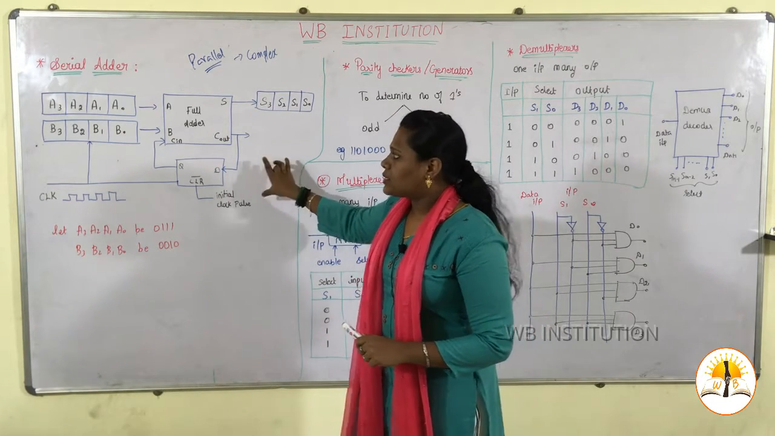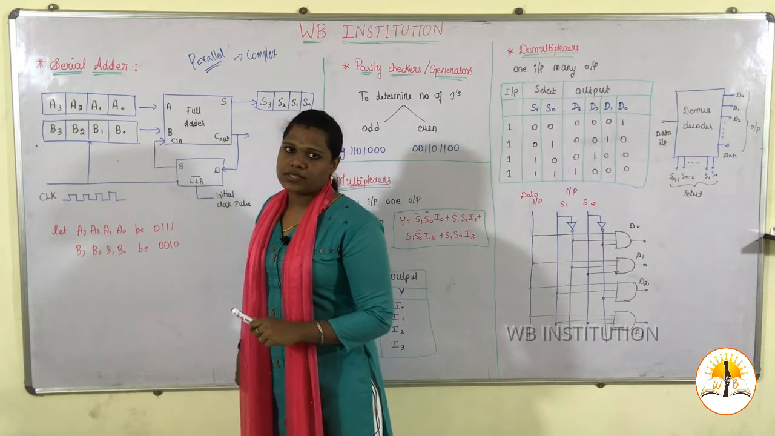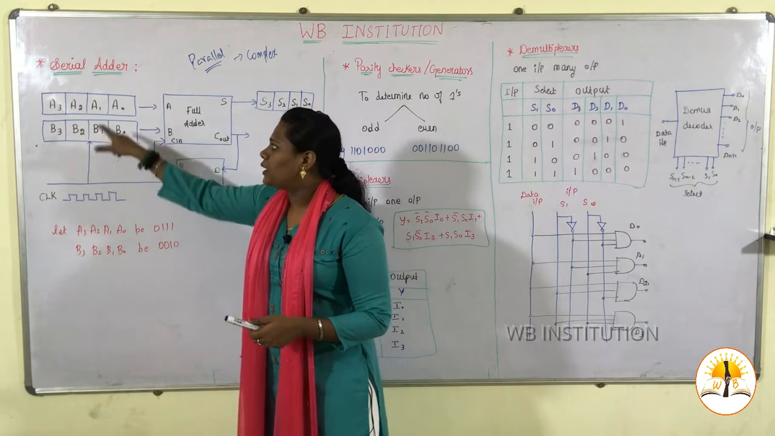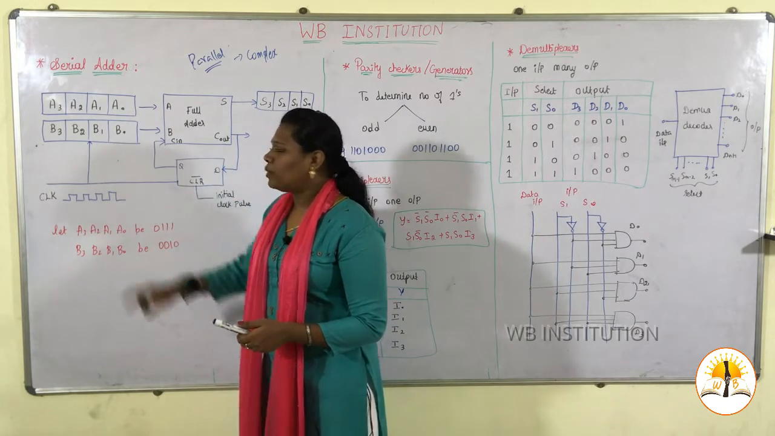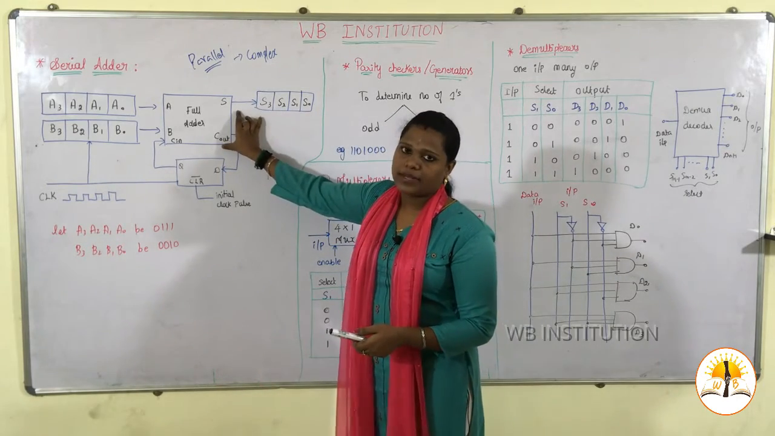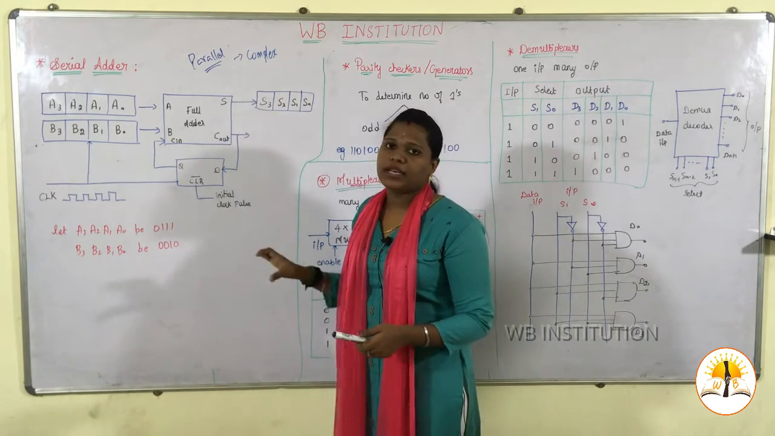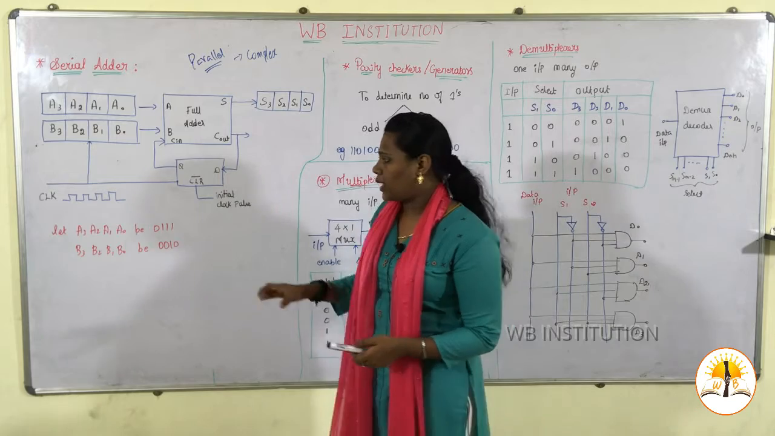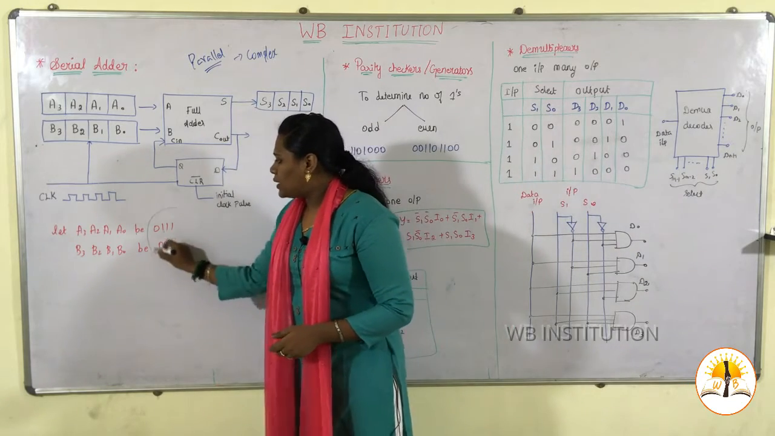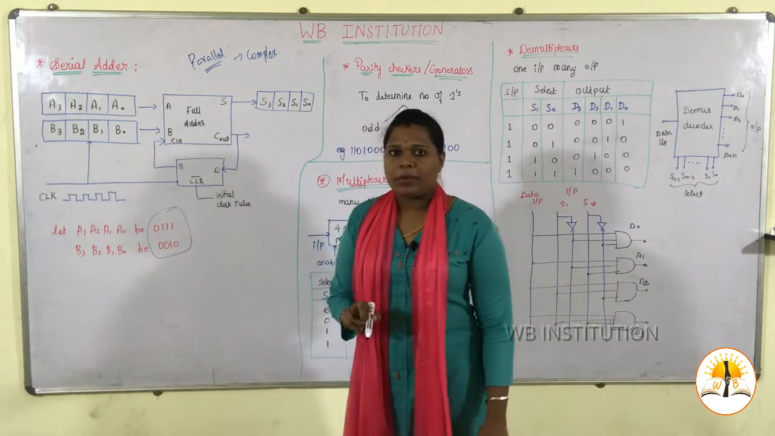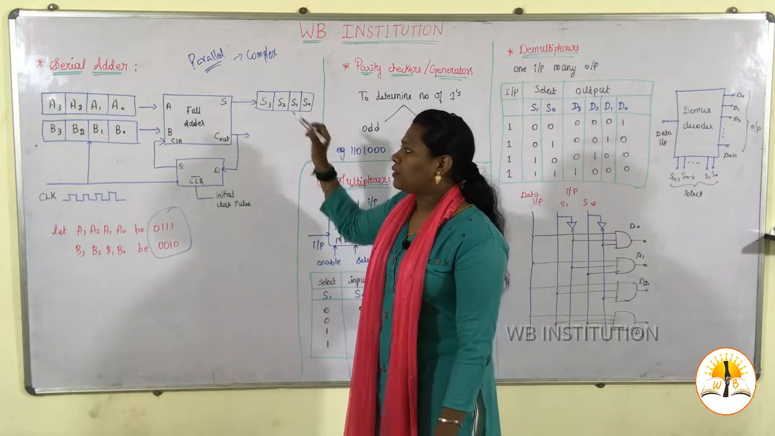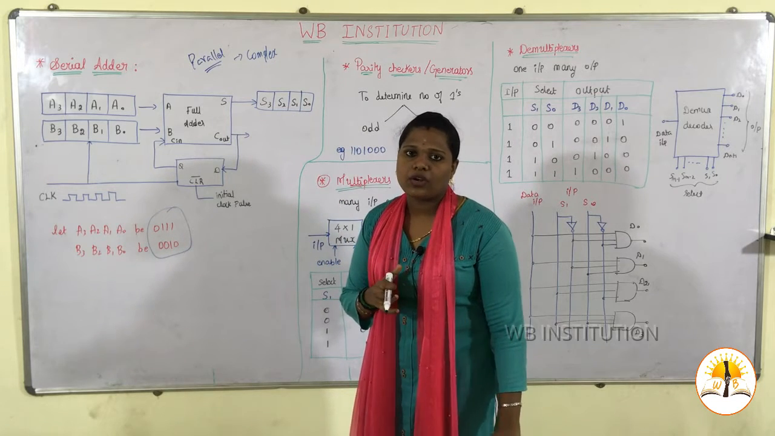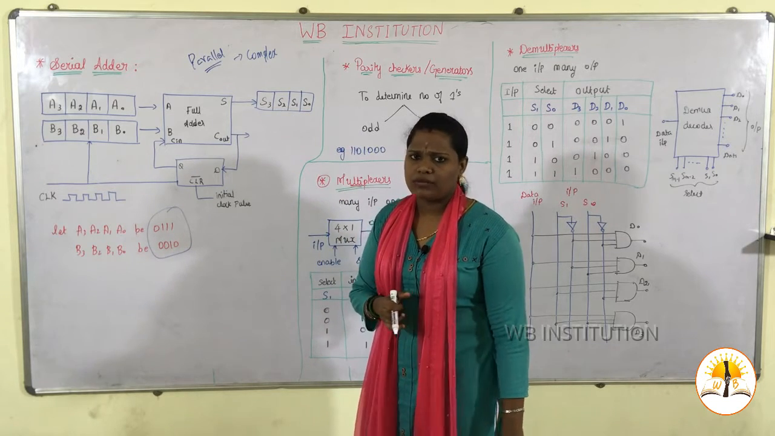So let's take two 4-bit registers, A0 to A3 and B0 to B3, and I am taking a full adder. I am going to perform the addition of these two binary operands by using a serial adder, not a parallel adder, since a parallel adder involves more complex circuitry and also takes more time.